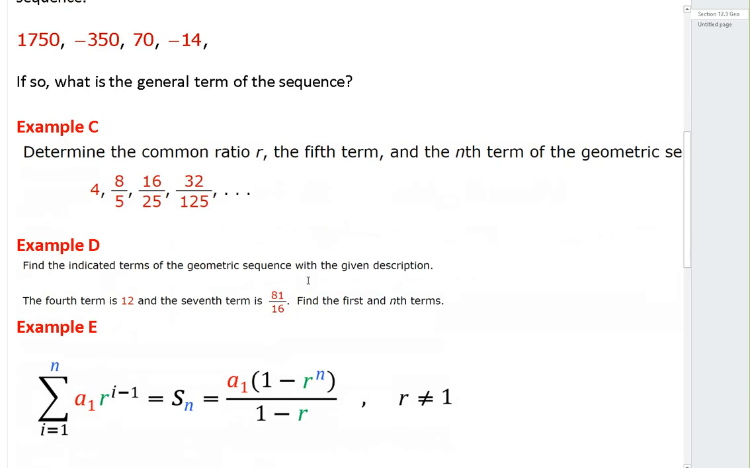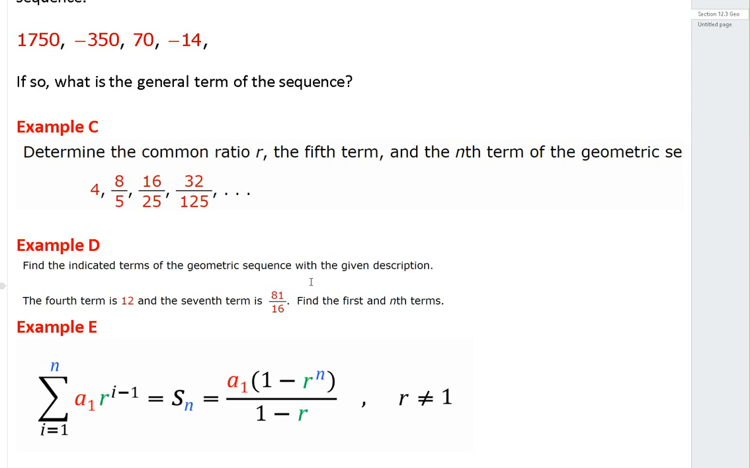Let's step it up a little bit. So determine the common ratio, the fifth term, and the nth term. So, yeah, the common ratio here is going to be a little bit more challenging. So our sequence is 4, and then 8/5, and then 16 over 25, and then 32 over 125, and so on.